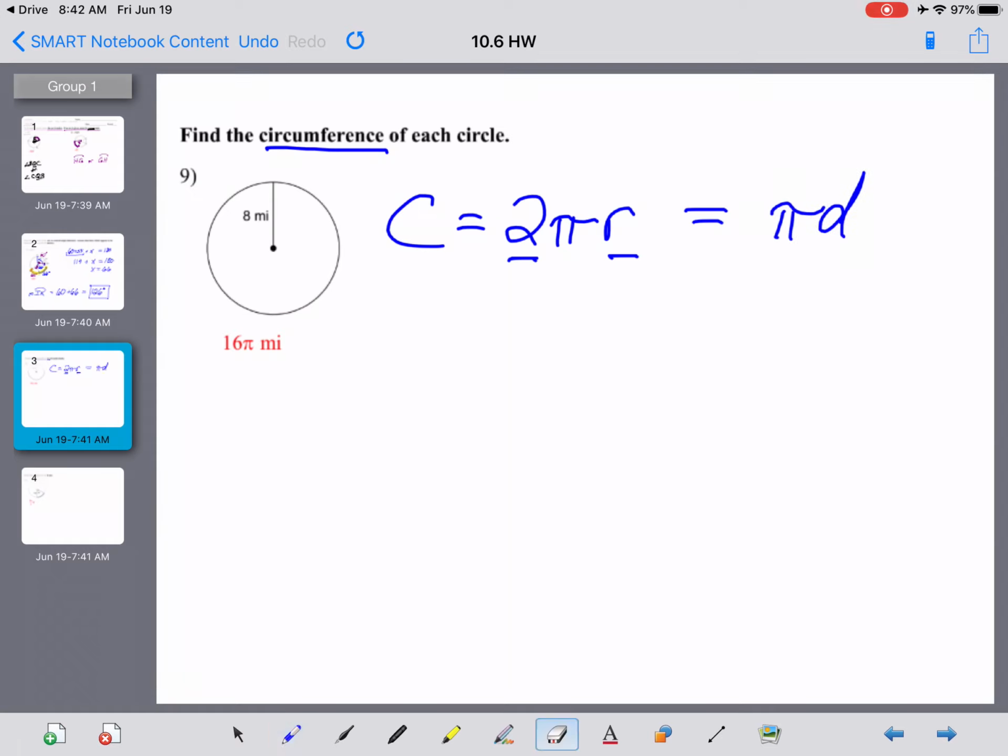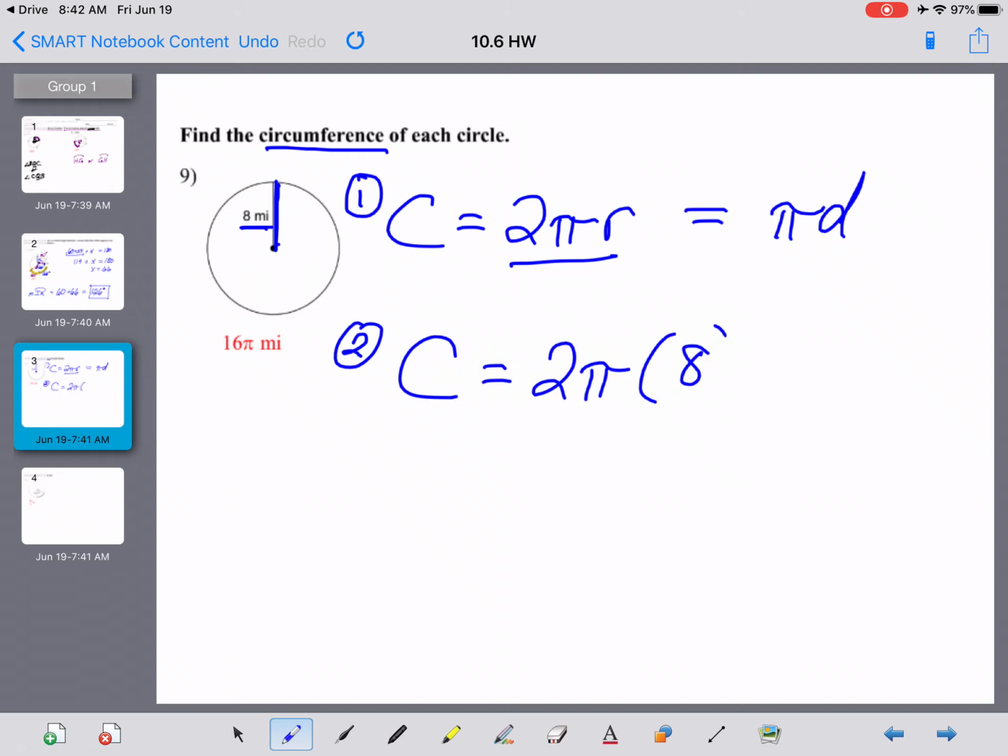Well, in this problem, they gave us this little 8-mile piece right here, and that segment that I'm coloring in blue right now is a radius of that circle. So we're going to go ahead and use this version. So again, trying to follow my format right here. Step 1, write the formula. Step 2, fill in what you know. Circumference is 2 times pi times a radius of 8. And that's really it. Step 3 then, the 2 times pi times 8.